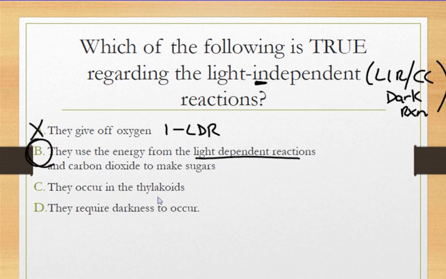Letter C. They occur in the thylakoid. No. That is in the first step. This is the second step. They require darkness to occur. No. Even though it's called the dark reaction, it just doesn't need sunlight. They just refer to it as the dark just to make a difference between the 2 reactions. Not a requirement though. The only requirement is energy and CO2.